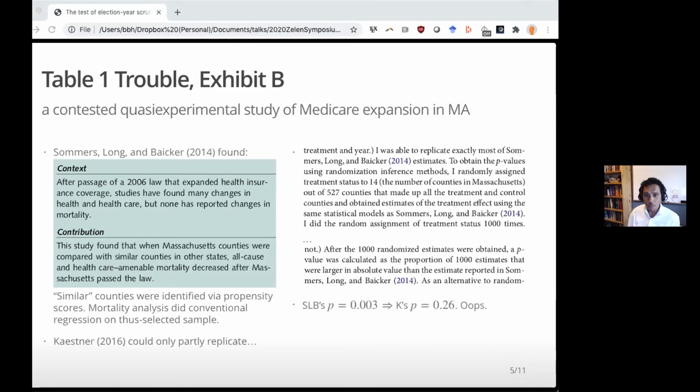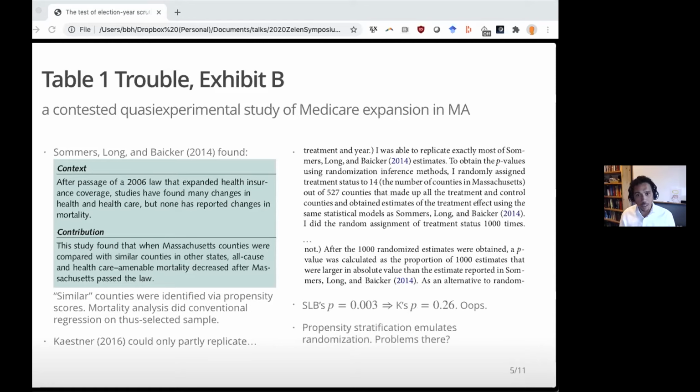Rather, whereas SLB had pretty soundly rejected the null hypothesis of no effect of this law on mortality, when he reanalyzed it in this way, all of a sudden, he has the kind of thing that could roundly be explained by chance. Oops.